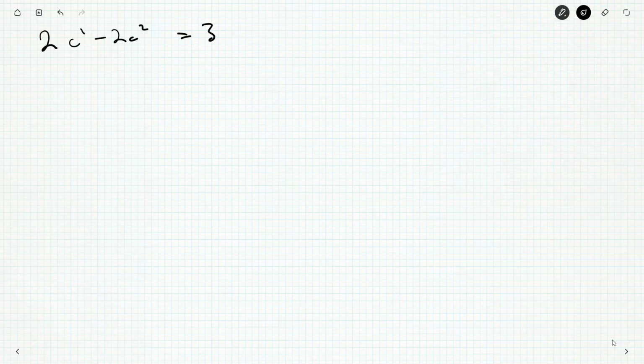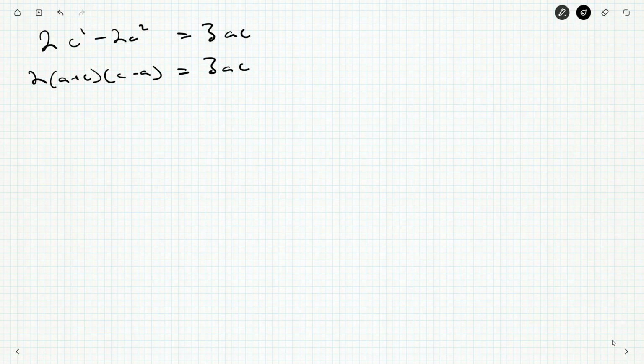That almost looks like something like a sum of squares, like an a plus 3c squared or something like that, except that there's this pesky minus sign here. So what to do? I suppose I could say something like 2(a minus c)(a plus c), just using difference of squares, is 3ac. But this isn't especially helpful to me, I don't think.